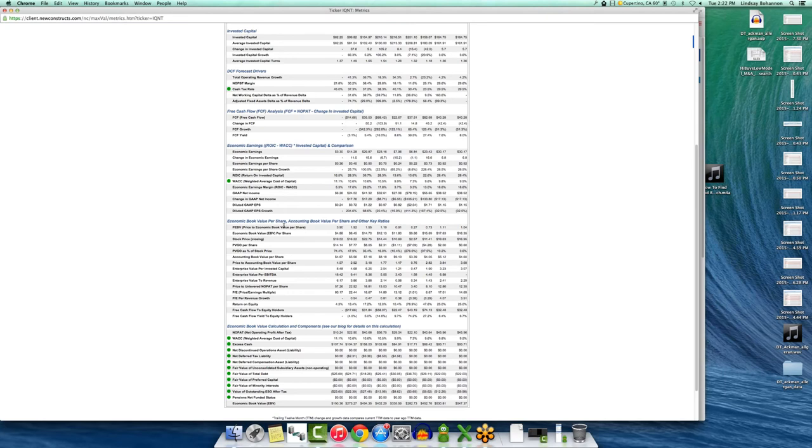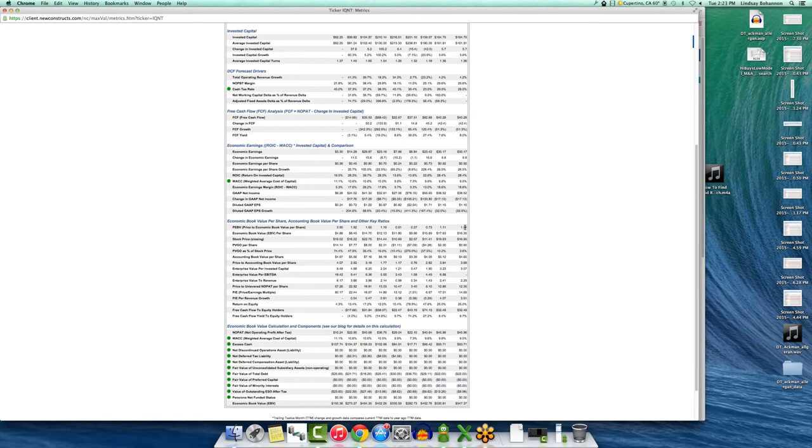And we can scroll down here to the price to economic book value section, and we can see how the company is trading. Some companies tend to trade relatively expensively to their economic book values. It's not unusual to see companies that are trading at maybe 2 or 3 or even 4 times their economic book values per share because the market is constantly expecting a lot of growth out of them.